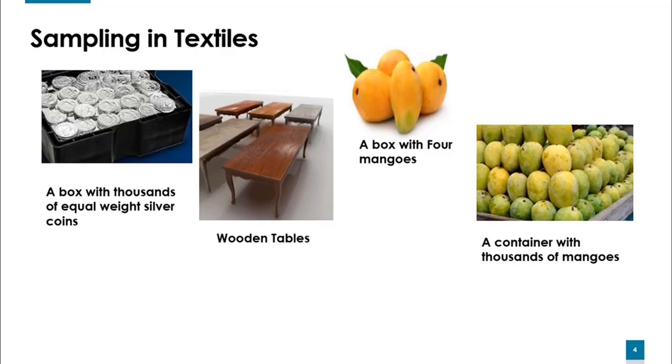Now let us assume you are going to report about weight of silver coin from first box. You have to report length of the wooden table from second picture. You have to report about test of mango from third and fourth case. What will be your steps? Just think on it. Think for a while. You can write the answer in your notebook.